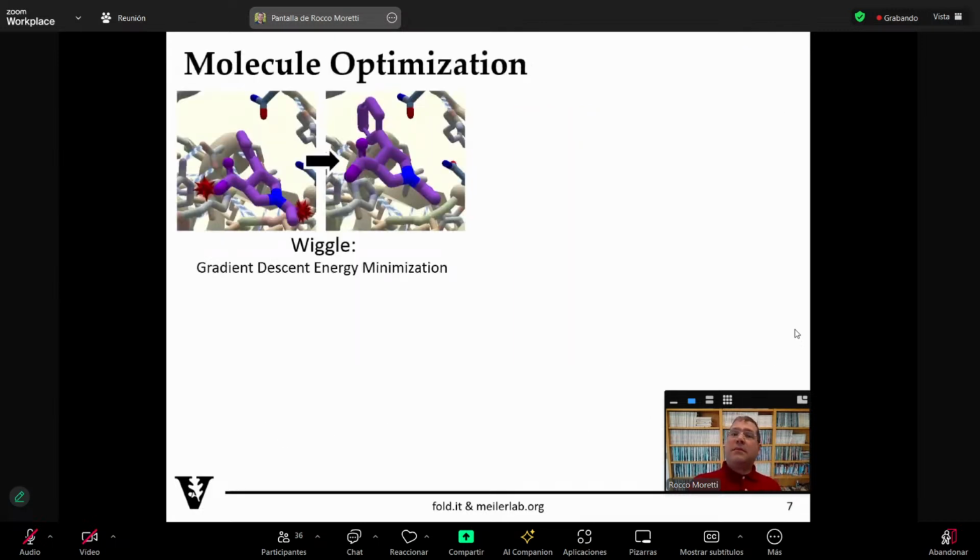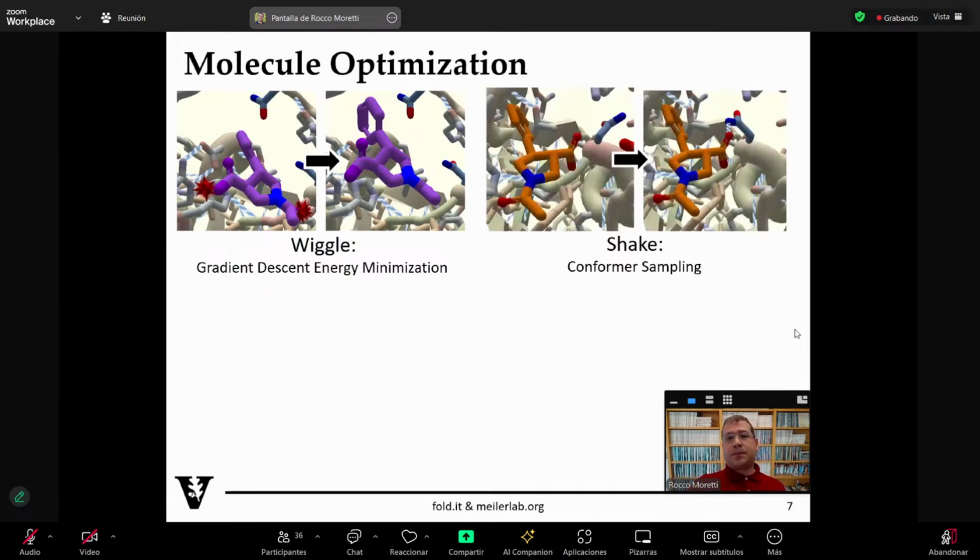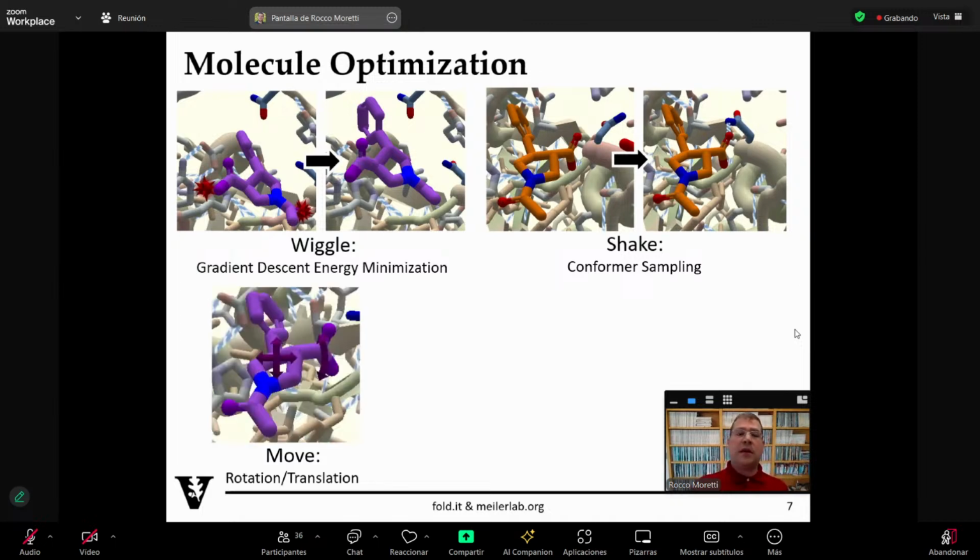In addition to modifying the small molecule structure, they can also optimize the position and placement of the ligand within the pocket of the protein. And we provide a number of different tools to do that. A sampling of such is the Wiggle tool, which does a gradient descent energy minimization. We also have what we call Shake, which is a conformational sampling. And this is sampling both the sidechain conformers as well as the internal conformers of the small molecule.